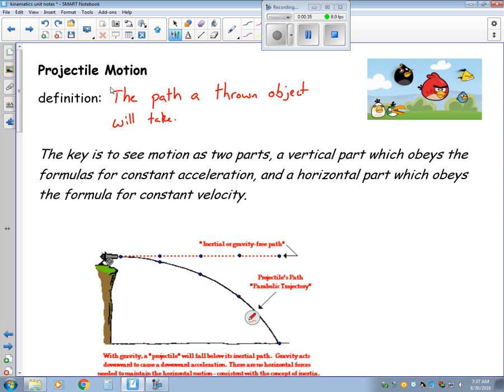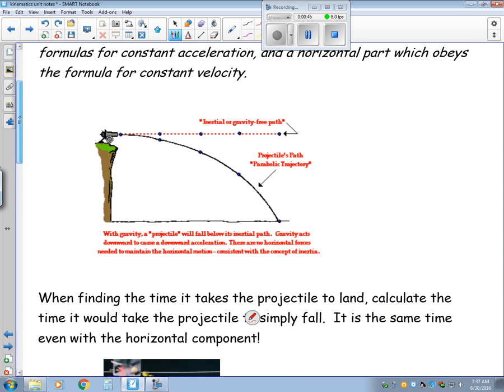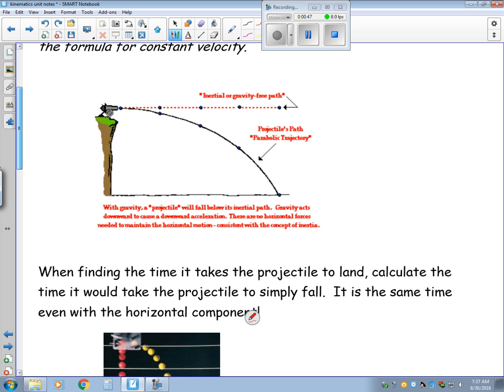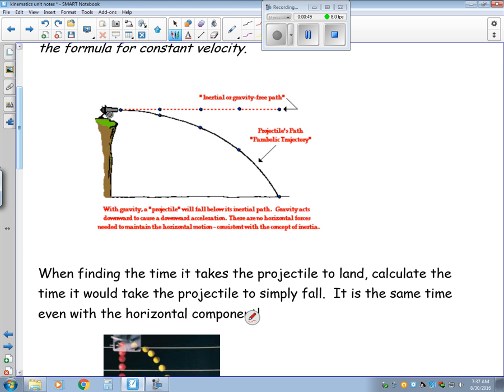We've got a vertical part, which obeys the formulas for constant acceleration, and a horizontal part, which obeys the formulas for constant velocity. So here we have a picture of a cannon firing a cannonball. This top path represents what would happen if there was no gravity. The cannonball would follow a nice straight line. It would never slow down. It would never speed up, so it would have a constant velocity.